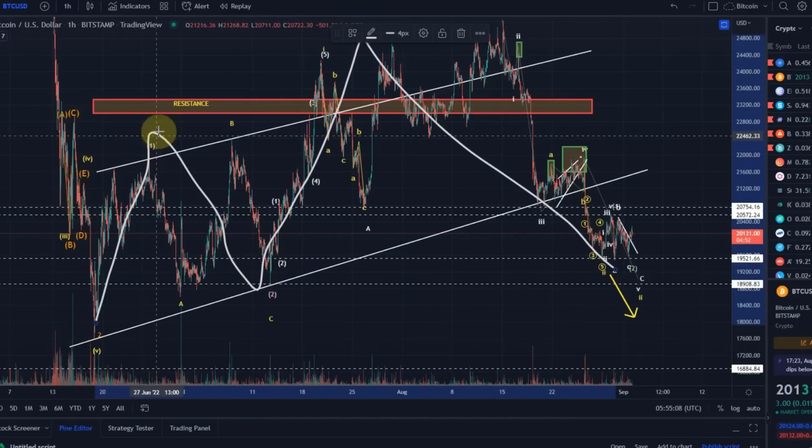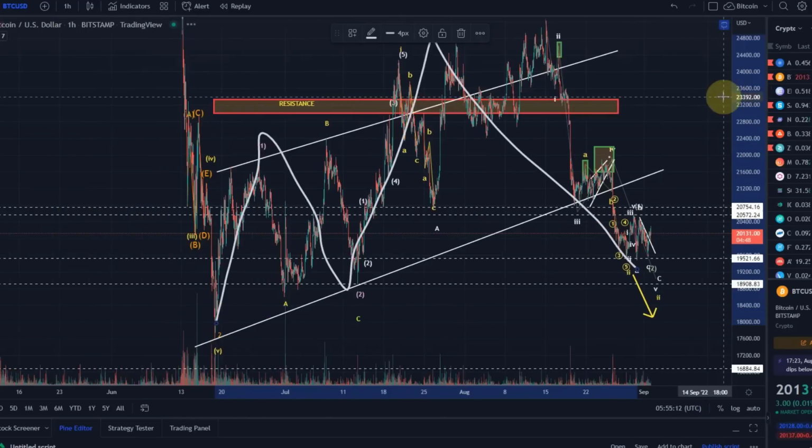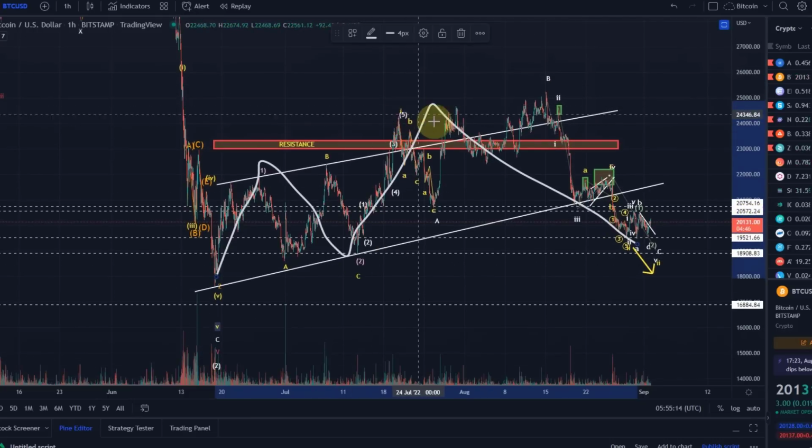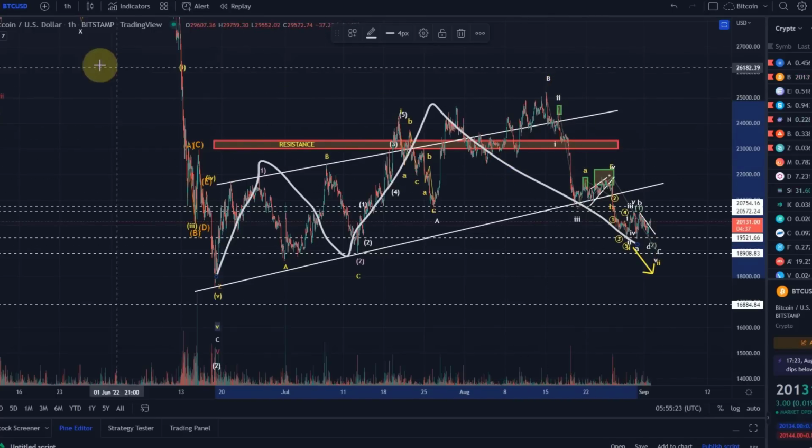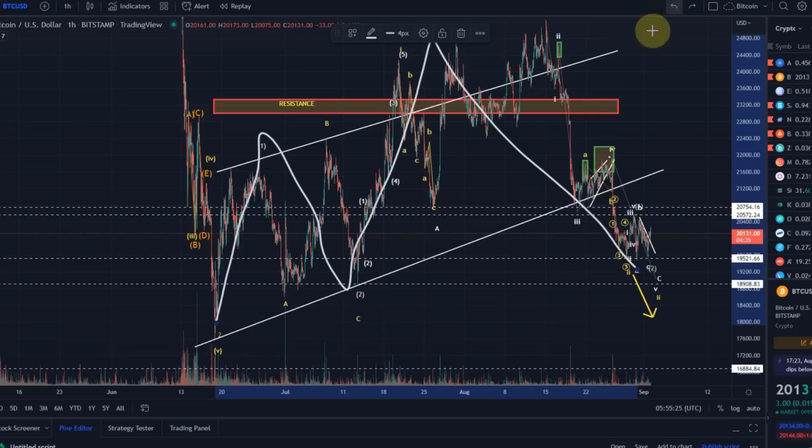So you have here your first wave, here your second wave. This is the ABC correction. Then if we zoom out, we had here our first wave, here our second wave with an A, B, C correction. That's an overshooting wave B and overall a so-called expanded flat pattern.